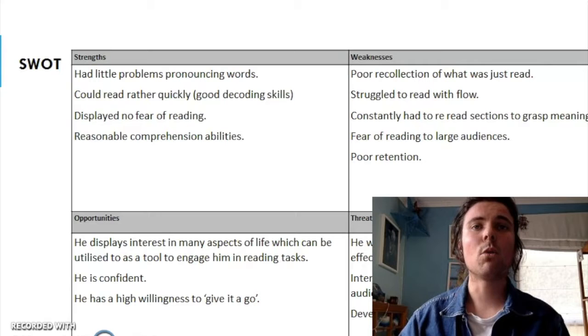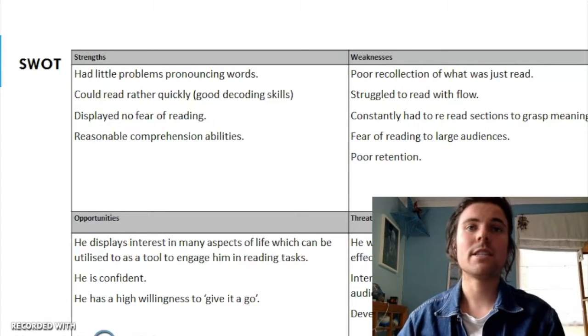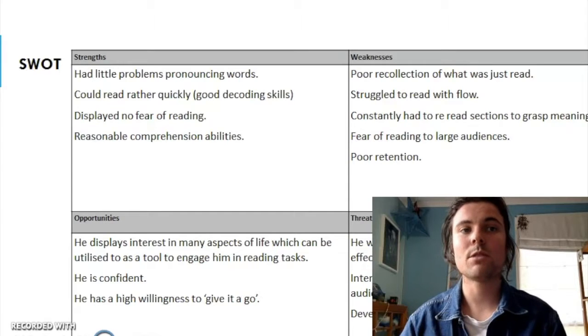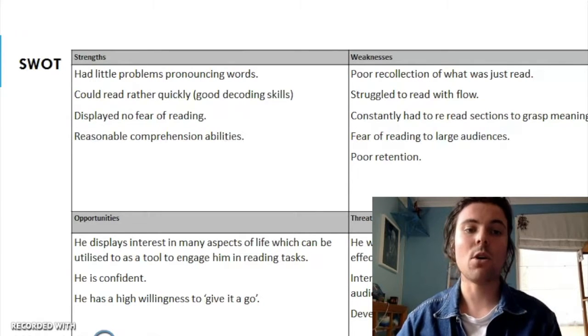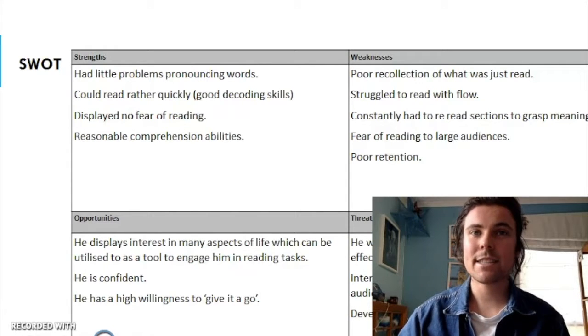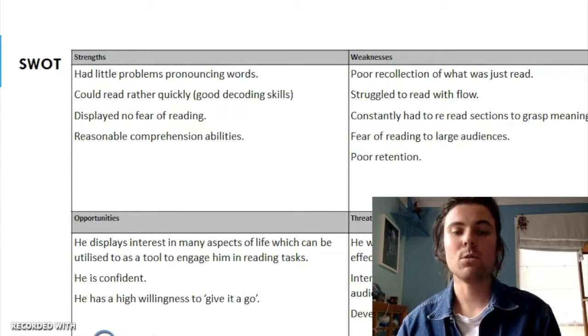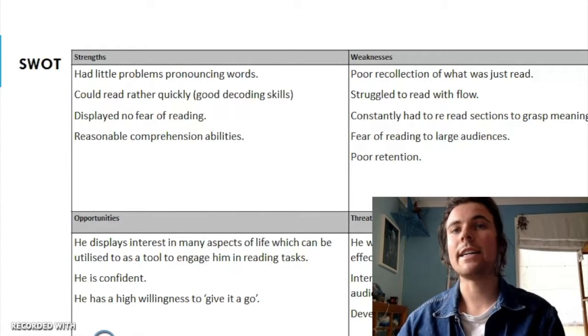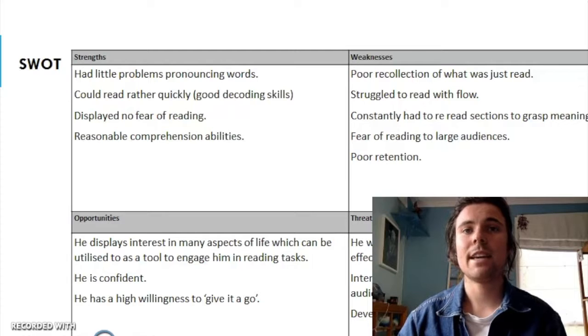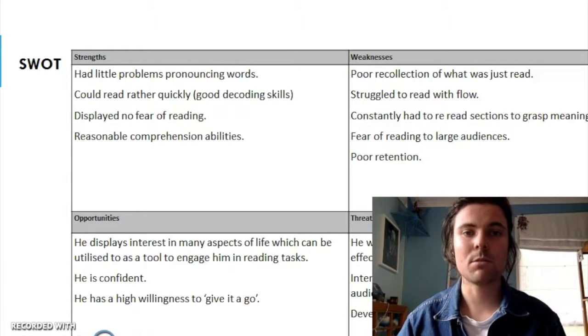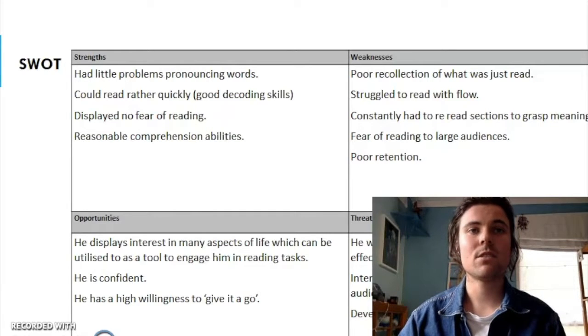Some weaknesses: he had poor recollection of what he had just read. He struggled to read with flow and consistently had to reread sections to grasp meaning. Opportunities that were evident: he displays interest in many aspects of life, and I thought this was a tool I could use to engage him in reading. He was a really outgoing, confident student, willing to give everything a crack. Some threats: he could develop a strong dislike for reading, which could affect his engagement in school and furthermore lead to disengagement from society. He had an admitted fear of reading in front of audiences, but this wasn't so much of a problem because it was just between us two. So that is the SWOT analysis.